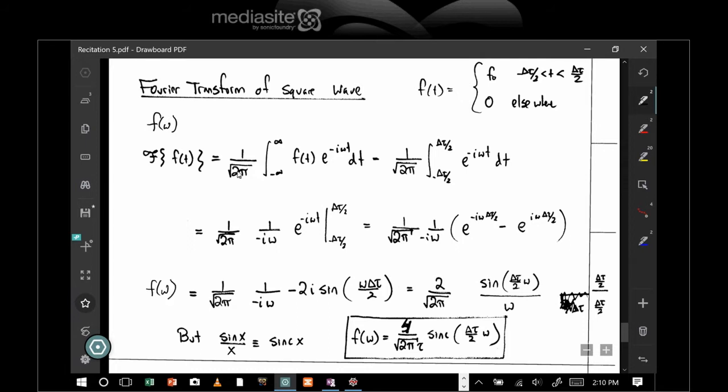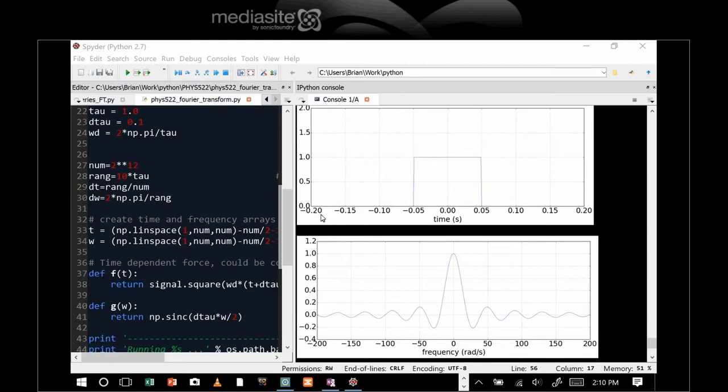Now what I get is a function that looks like sine of a constant times omega divided by omega. That has a special name. Sine x divided by x is called the sinc function. And so that's my answer. Okay. So let's plot that answer.